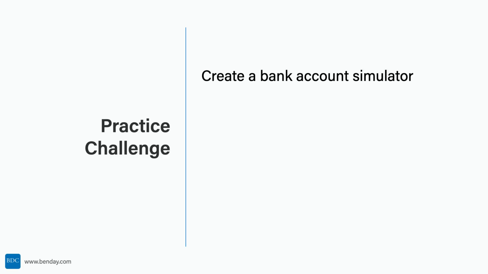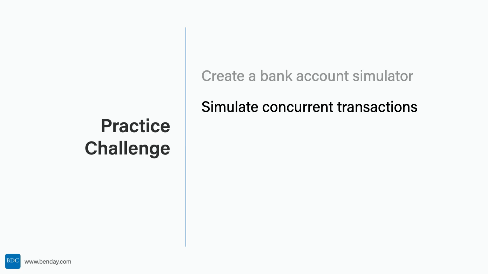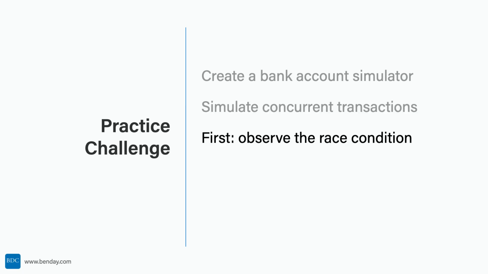Build a bank account class with a balance field and deposit and withdraw methods. Start with a balance of $1,000. Keep it simple. Create 10 threads that each perform 1,000 random transactions. Mix of deposits and withdrawals of small amounts, like $1 to $10, let them all run at once. Run it without any synchronization.